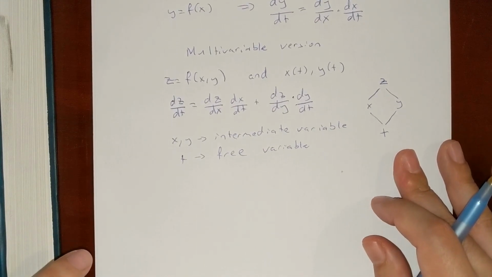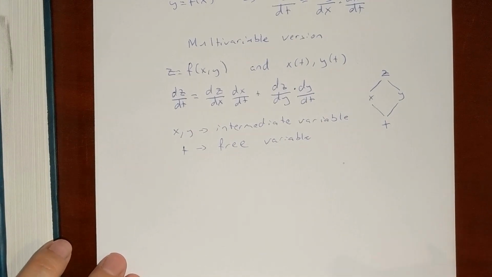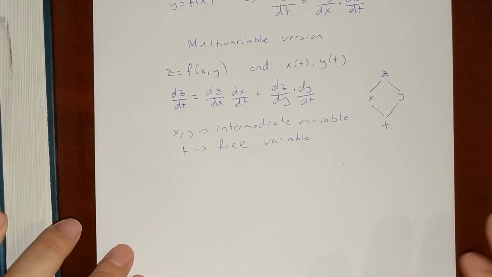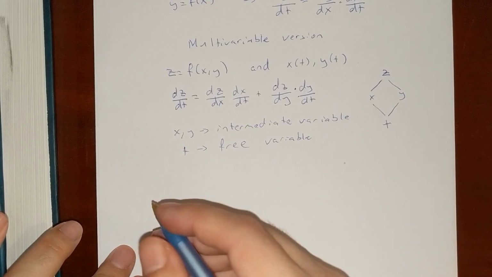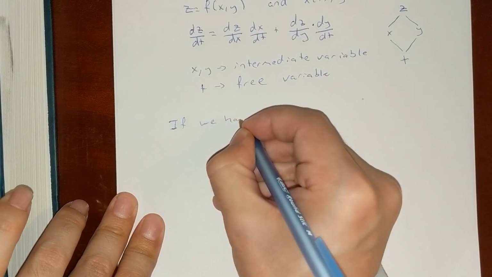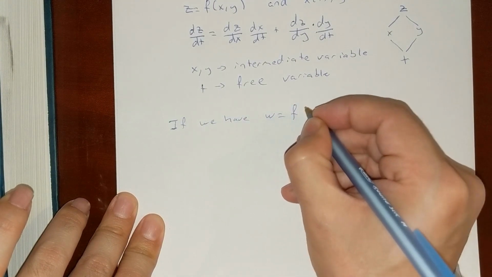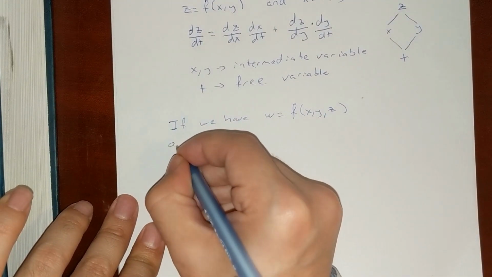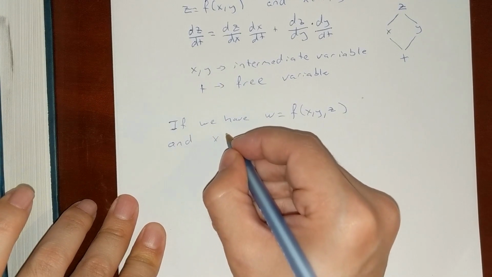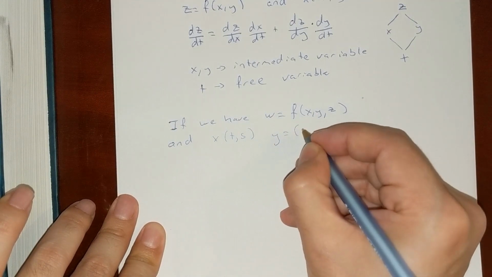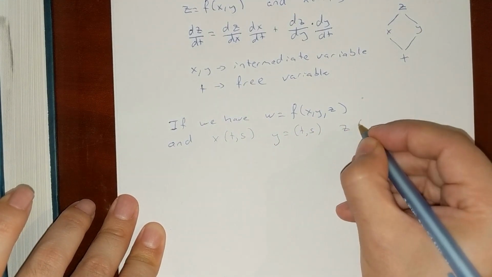Now let's do another example. You could have z, or a function of, say, three variables, and the three variables are intermediate variables, and let's say we could have two independent variables. So let's see an example. Let's say w is a function of three variables, x, y, z. They look like independent variables, but they really are not. And x is a function of, let's say, t and s. y is a function of t and s. And z is a function of t and s.